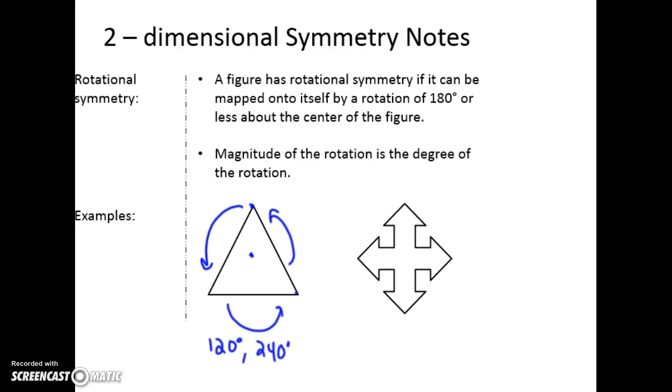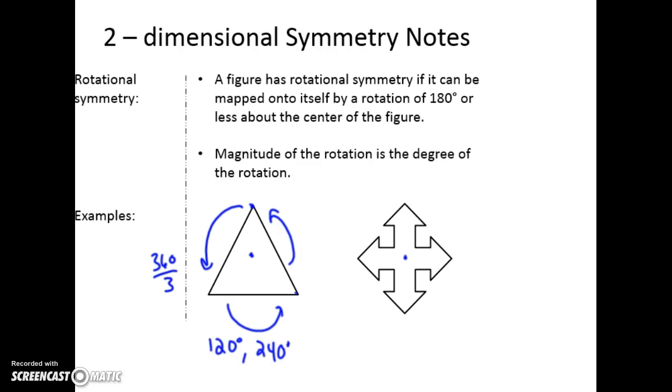And the magnitude of the rotation is the degree of the rotation. So for this one, there's 3 equal parts, and we came up with this because we did 360 divided by 3, because 360 degrees is all the way around. So it goes a third of the way around, which is 120 degrees, and then another third, which is 240 degrees.